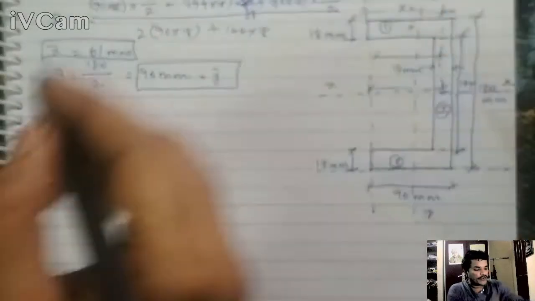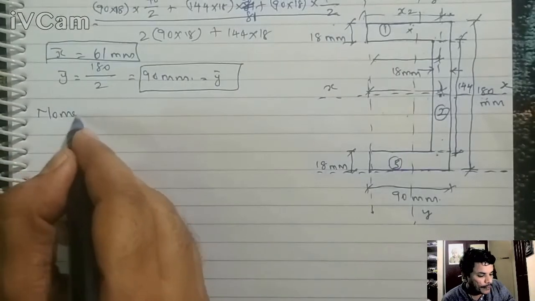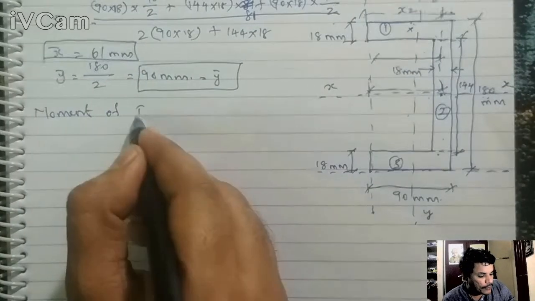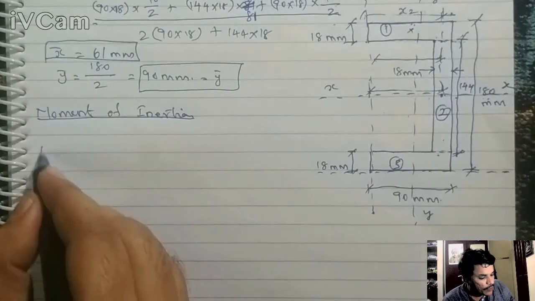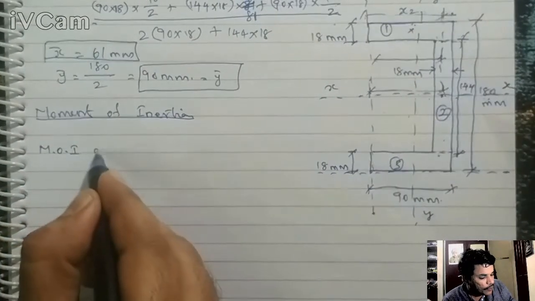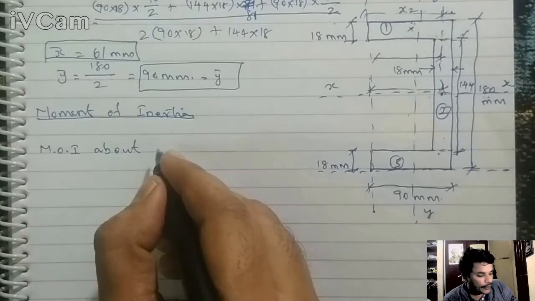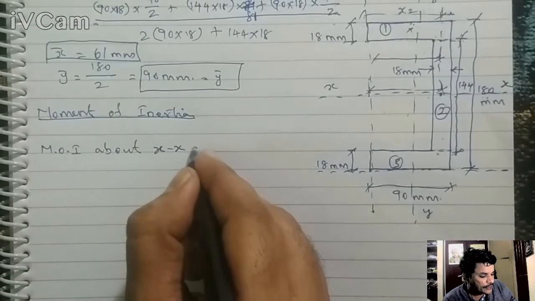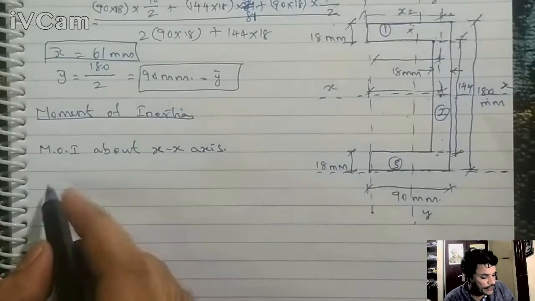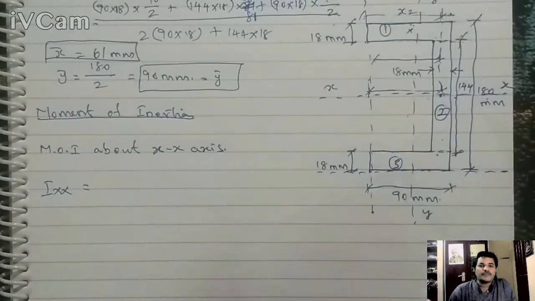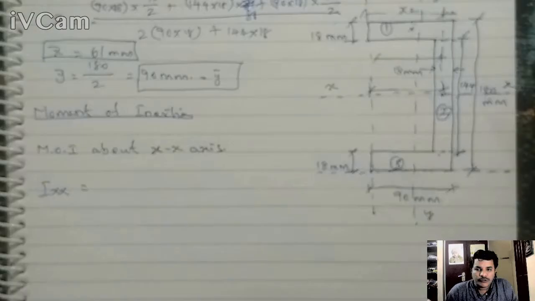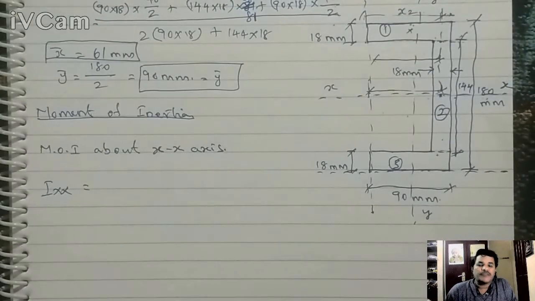So moment of inertia about x axis, that is Ixx. Here for this kind of section, I am going to use a different way, that is the simplest way. Basically what we would do is Ixx1 plus Ixx2 plus Ixx3.